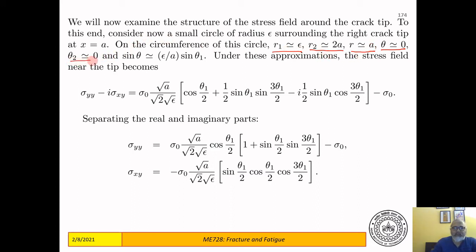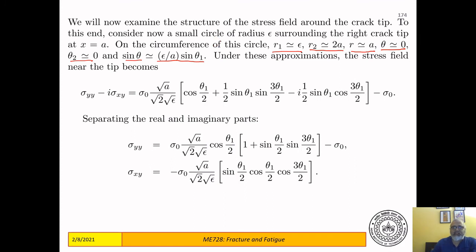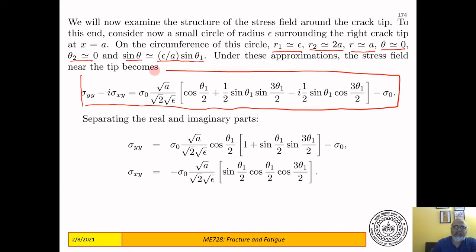Epsilon 2 will tend to 0 as well, and sine theta will be epsilon by a sine theta 1. And under these approximations, we can write down the entire stress and then use these approximations. These approximations will lead to an expression for sigma yy and sigma xy, which is of this form. The real part of this will give me sigma yy. The imaginary part of this will give me sigma xy. If I extract the real and imaginary parts, this is what I will get.